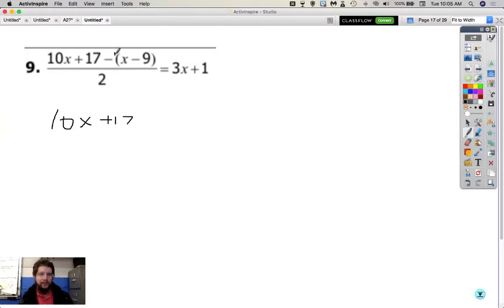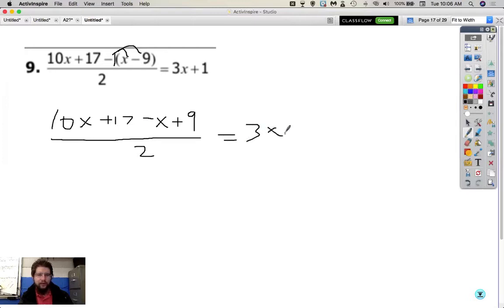I've got an understood negative 1 there. So I need to distribute to that x and that negative 9. So that's going to be minus x plus 9. Remember, a division bar is a grouping symbol. So you can think about this as a giant set of parentheses. So you can do this first. Order of operations is still valid here.